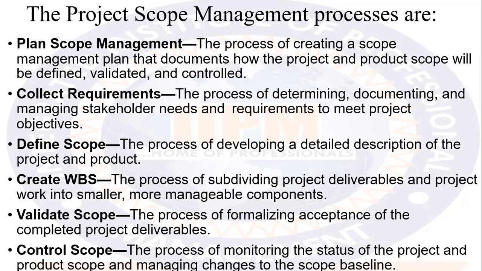Then you have validate scope, which is the process of formalizing acceptance of the completed project deliverables. And then control scope, which is the process of monitoring the status of the project and product scope and managing changes to the scope baseline.